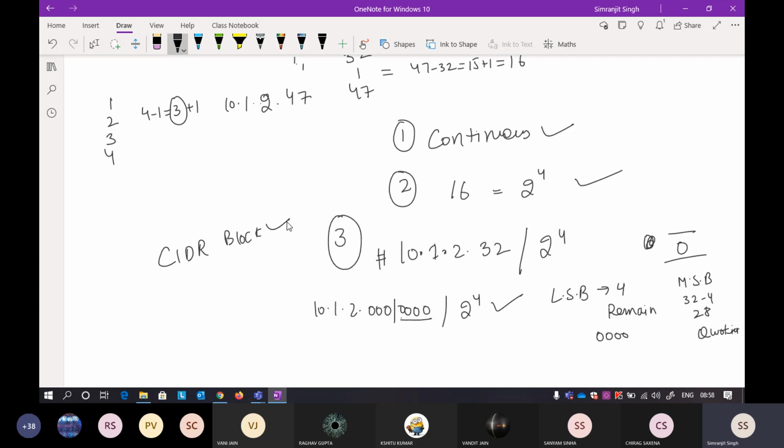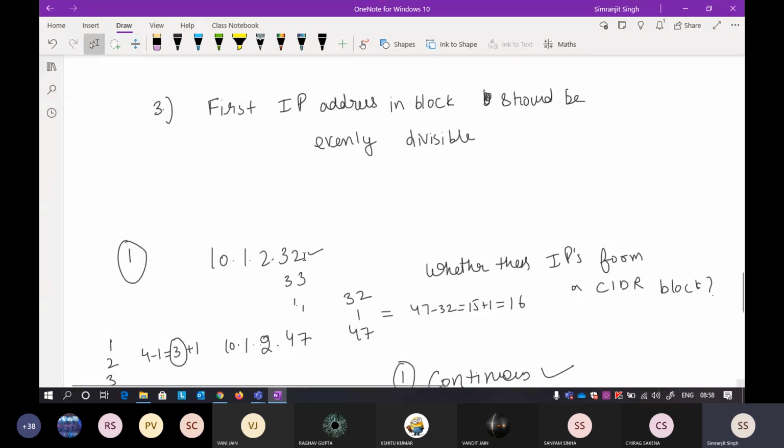That is one thing. Now I think I should write it here, that the first IP address in the block should be evenly divisible by the block size. I have not written it. It means that A.B.C.D, the first IP address, should be divisible by the block size, that is 2 raised to power n, whatever the block size is, because in the second rule we have already confirmed that the block size should be a power of 2.